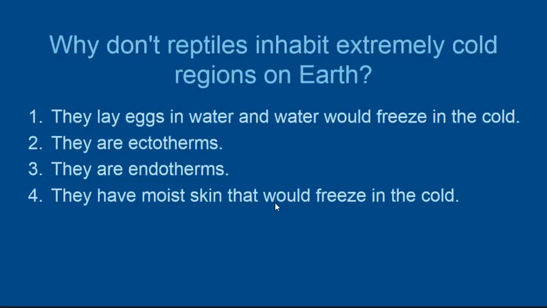Okay, so here's your first question. Why don't reptiles inhabit extremely cold regions on Earth? One, they lay eggs in water and they would freeze in the cold. Two, they're ectotherms. Three, they are endotherms. Or four, they have moist skin that would freeze in the cold. Well, 1 and 4 are right out, because we know that reptiles have that great leathery eggshell that allows them to lay eggs away from water, and we know that reptiles are actually not slimy. That would be amphibians.